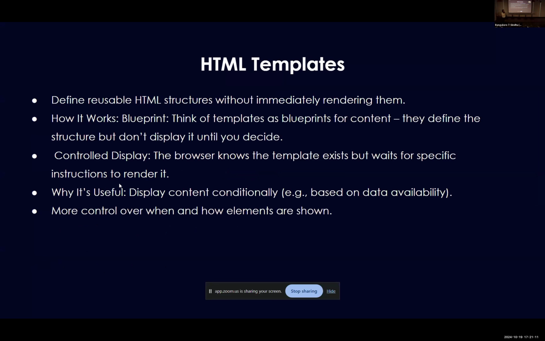Next is HTML templates. Most of you are familiar with this keyword. Assume an HTML template as a blueprint for your content. Whenever the browser detects the structure, it knows to keep it, but only when the user triggers it will it be rendered in the DOM. So you can decide when you want to render it in your browser. This is really useful when you want to dynamically show some information based on data availability.